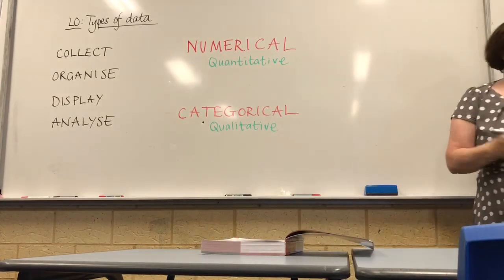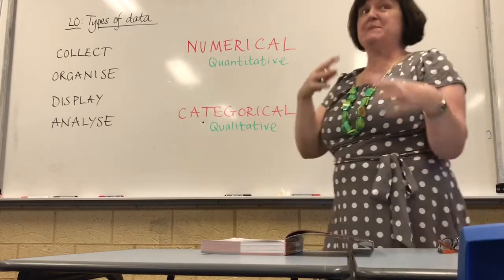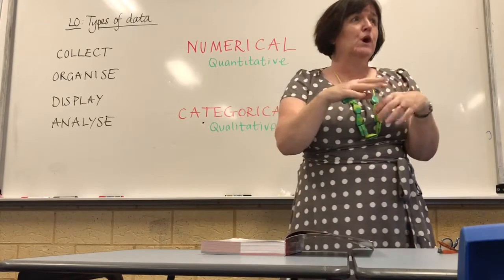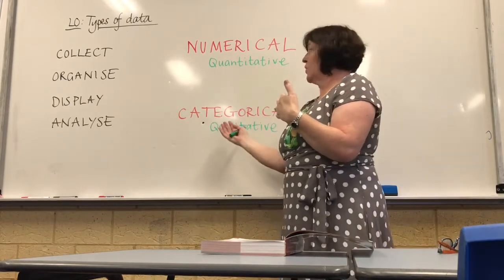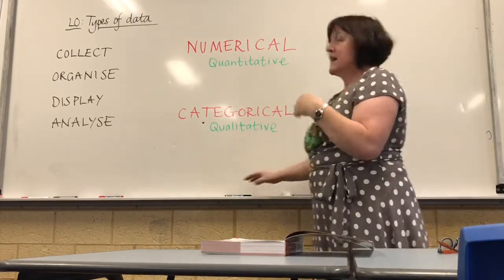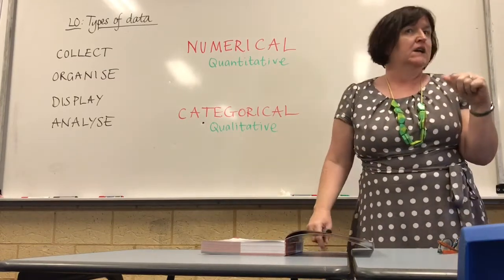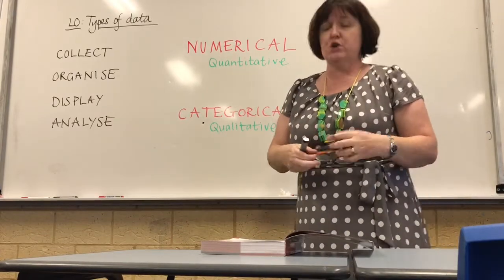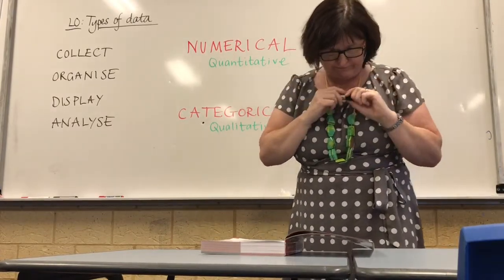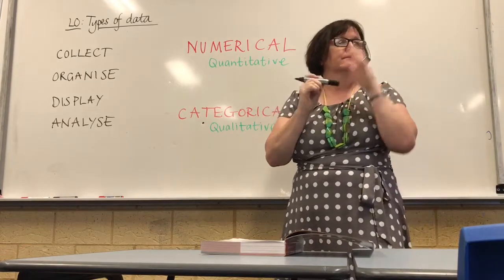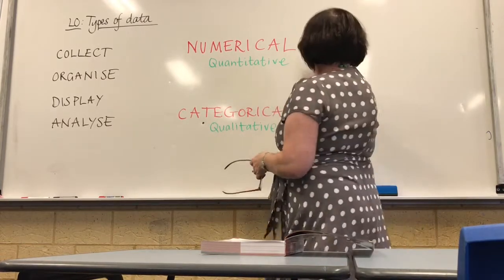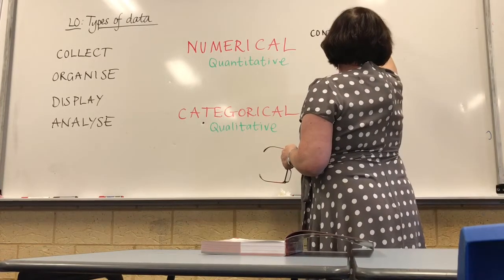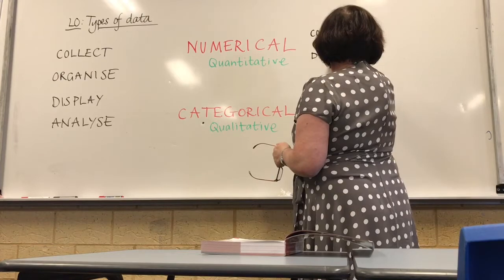So it's very important because the different types of data are displayed differently. So if, for instance, you're doing a bar chart or something, you have to know whether the data is numerical or categorical. Now, numerical data is also split into 2 types. Does anyone know what those 2 types are? Okay, they're split into continuous and discrete.